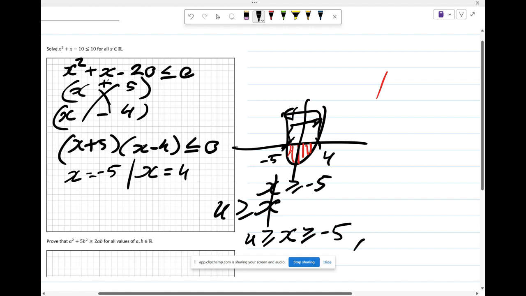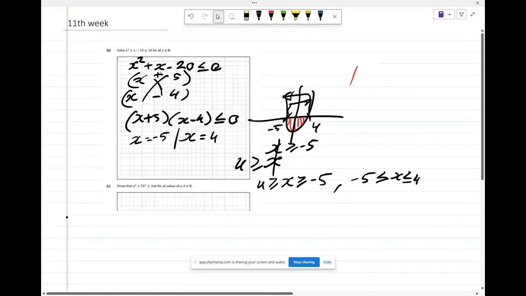Or we could write this another way. We could say minus 5 is less than or equal to x is less than or equal to 4. And so that is our whole question done.